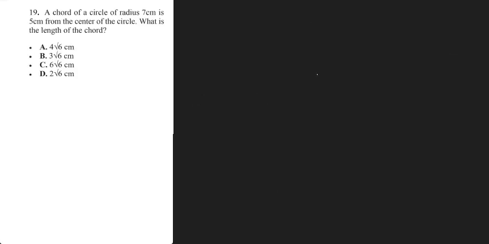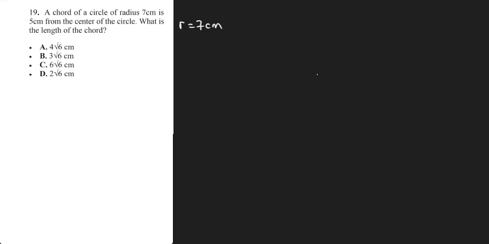Alright, number 19. The question says a chord of a circle of radius 7 centimeters is 5 centimeters from the center of the circle. What is the length of the chord? So from the question now, we can deduce that the circle has a radius of 7 centimeters, and the chord is 5 centimeters from the center.